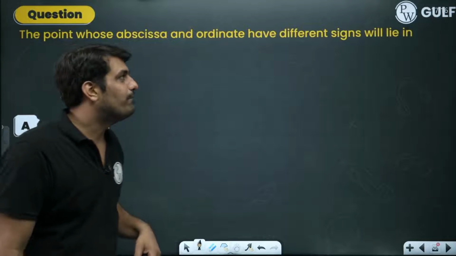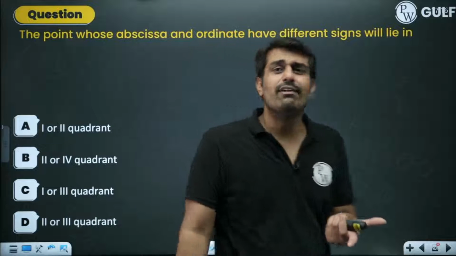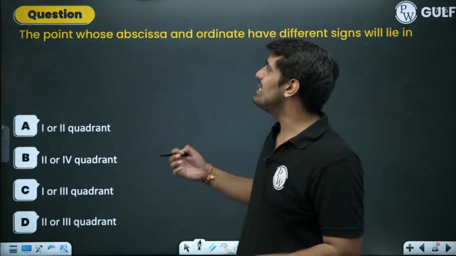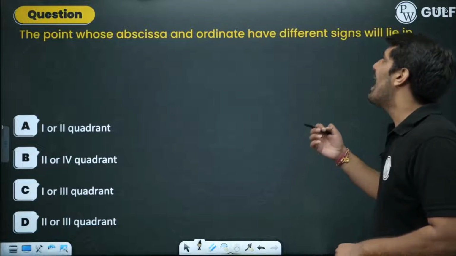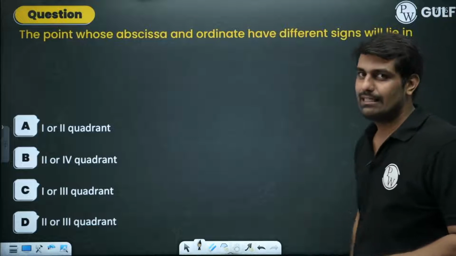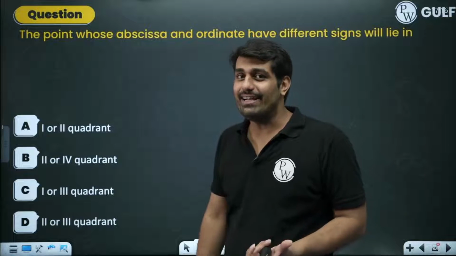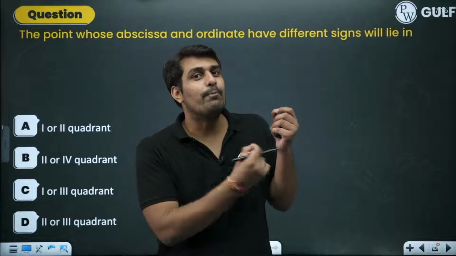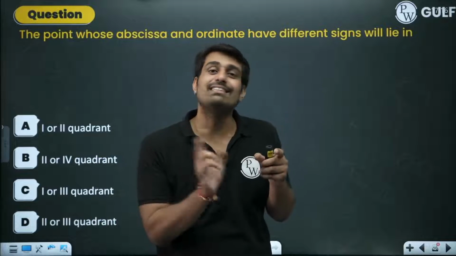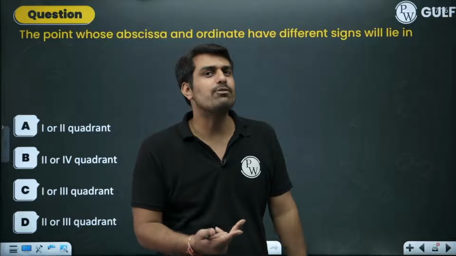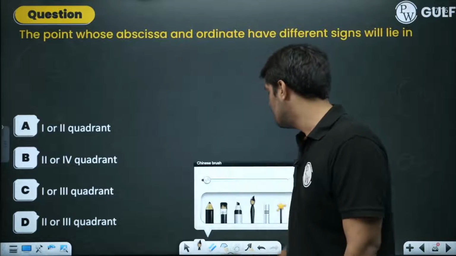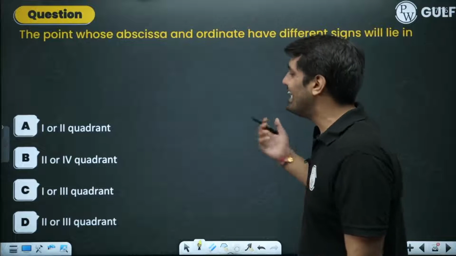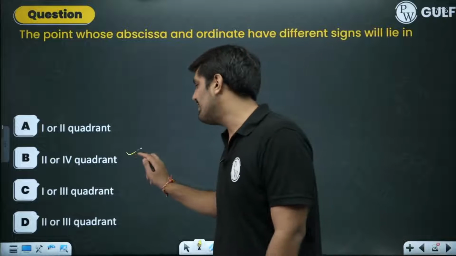Next question over here. They are asking about the quadrant. Since we have learned about the quadrant, it says the point whose abscissa and ordinate have different signs will lie in. If you remember, I gave you the hint how to remember. The first quadrant and the third quadrant, the opposite ones, have the same sign and the rest of the two have the opposite ones. So the answer is quite obvious over here. Which one? The second one and the fourth one will be having the opposite sign.